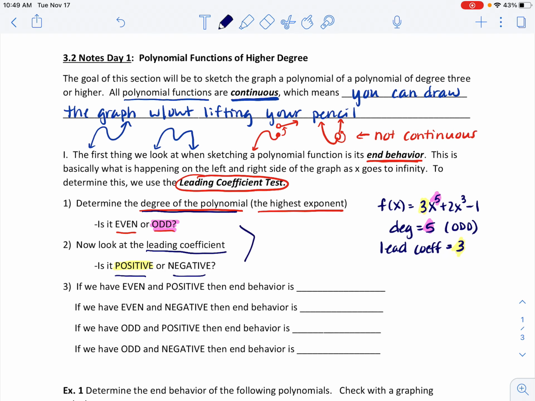I have odd and I have positive, and what does that mean? Here are the different combinations you can get. You can get even positive, which means that your end behavior is going to be up, up. I usually just like to draw 2 arrows like that. And I'll show you why that's true in a second. Another combination you can get is even negative. This means that your end behavior is going to be down, down.